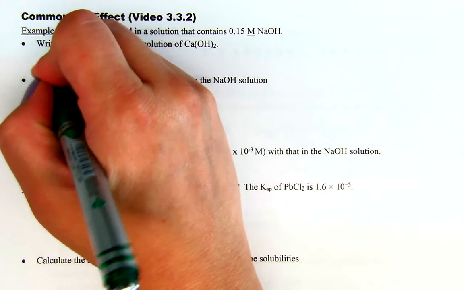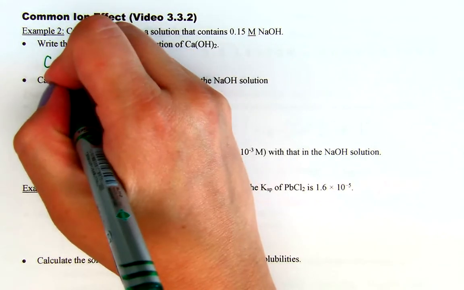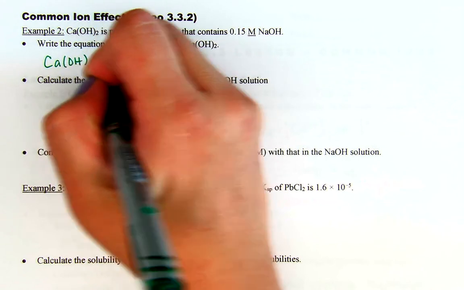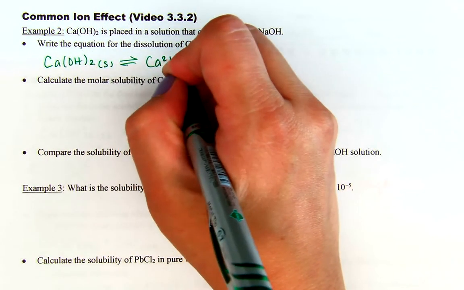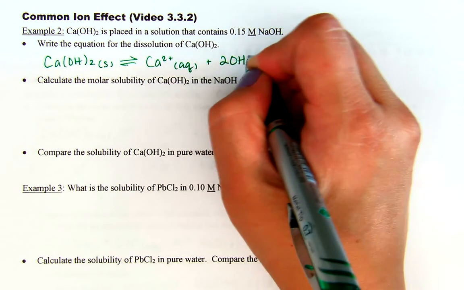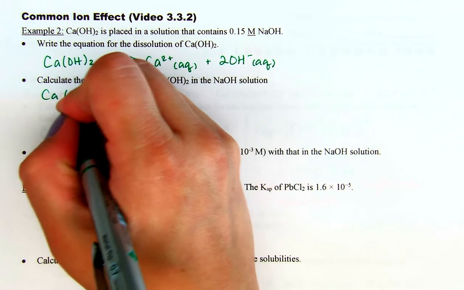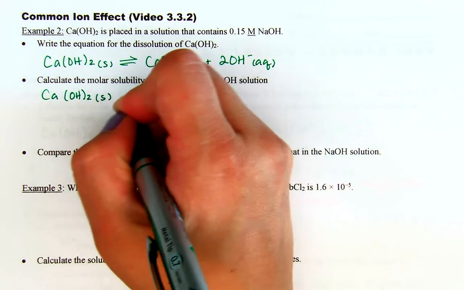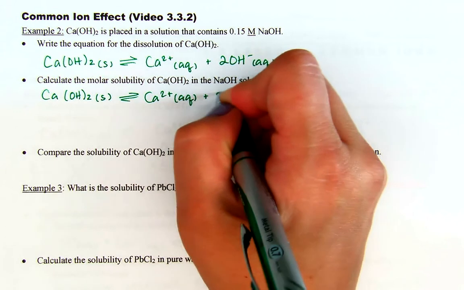Our dissociation equation for the dissolution of calcium hydroxide is: calcium hydroxide, a solid, in equilibrium with calcium ions plus hydroxide ions, aqueous. We want to calculate the molar solubility of calcium hydroxide in the sodium hydroxide solution. We're going to do this the same way as we have been, by using our ICE table. Let's go ahead and rewrite our equation.